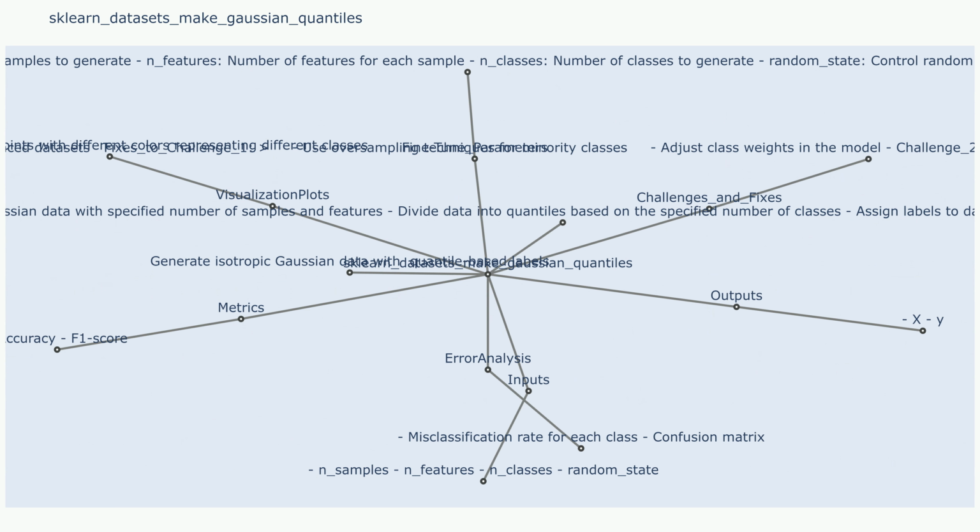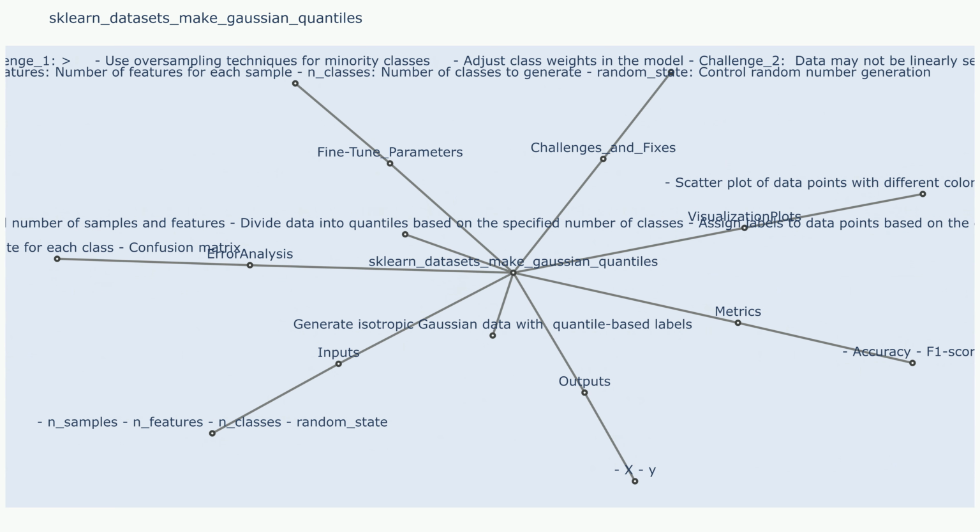Metrics. Accuracy: the percentage of data points that are correctly classified. Precision: the percentage of data points that are classified as positive that are actually positive. Recall: the percentage of data points that are actually positive that are classified as positive.